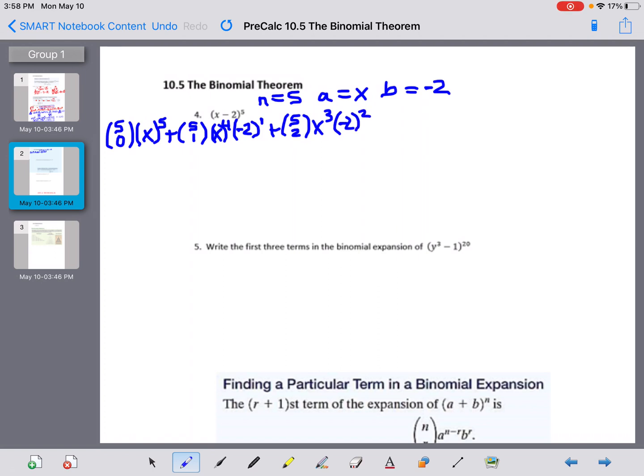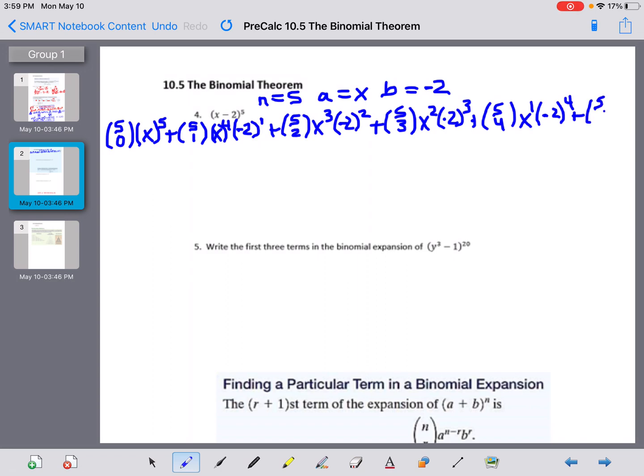They still have a power of 5. Plus 5 above 3, and it's going to be x to the 2nd power times negative 2 to the 3rd power, plus 5 above 2 times x to the 1st power times negative 2 to the 4th power, plus, something tells me I did not do that right. How about 5 over 4 on that one? Something's not going right here. I went the wrong direction there.